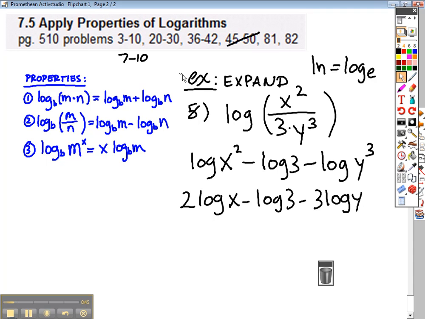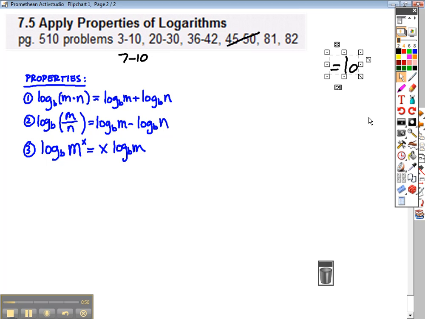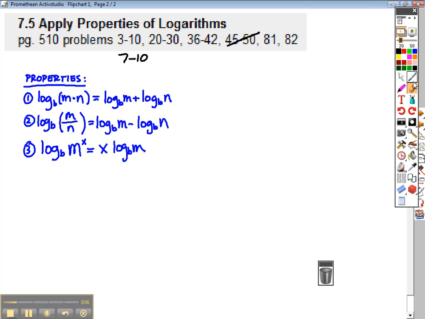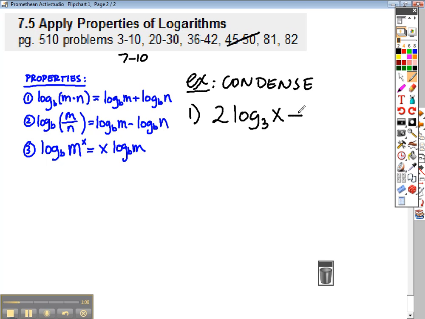Okay, the next thing they're going to ask you to do, instead of expanding it, is they're actually going to ask you to condense, meaning we're going to use the properties to put the logs together. Okay, so in our next examples, let's condense. So this would just be a case where you have something like this. 2 log base 3 of x plus 3 log base 3 of 4. Okay, so we're going to go backwards.